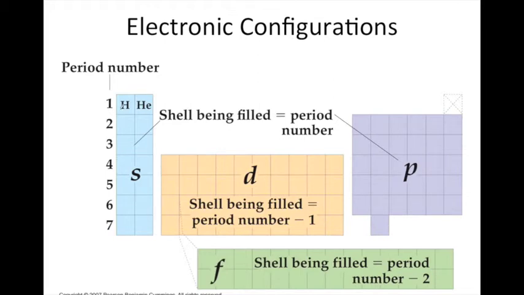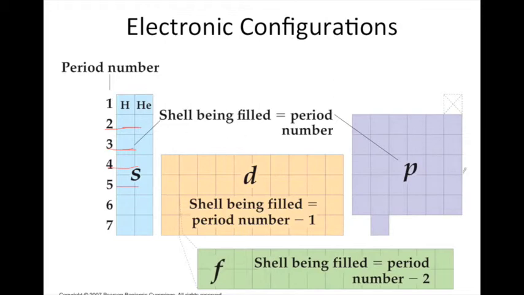We divide it into groups like this, and we call the first two groups the s block. What that means is that atoms in the first two groups are having their s orbitals filled. For example, here the 1s orbital is being filled, here the 2s orbital, here the 3s, the 4s, the 5s, etc. So the period number essentially corresponds to the n number, or the shell that's being filled.